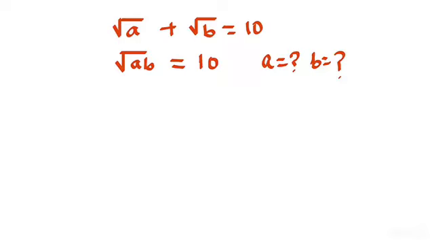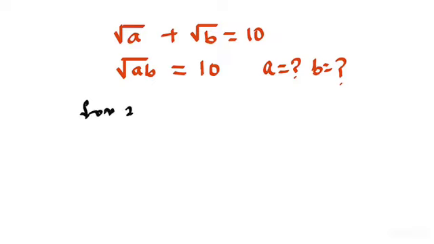Hello everyone, you're welcome. Let's see how we can solve this beautiful problem here. So we are given root A plus root B equals 10 and root AB equals 10. So how are we going to solve for the values of A and B here? Alright, so this is what we are going to do.